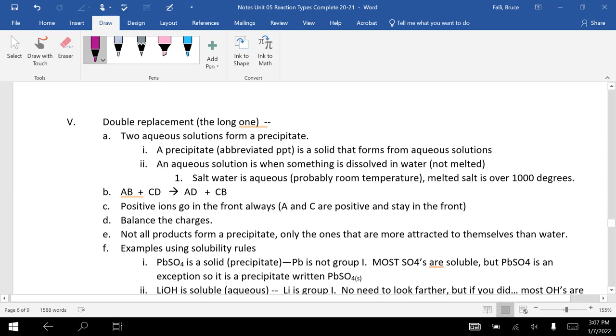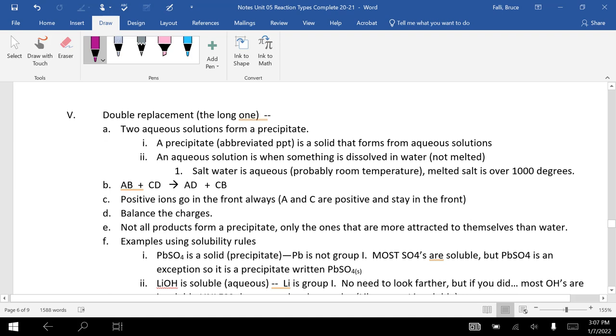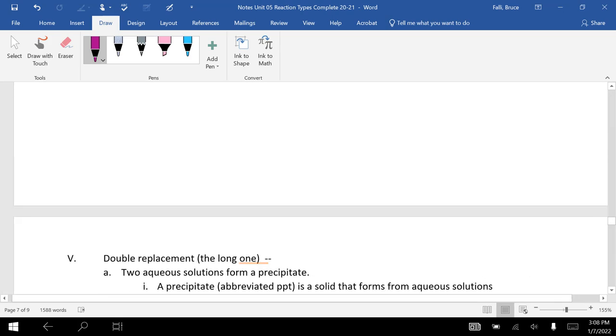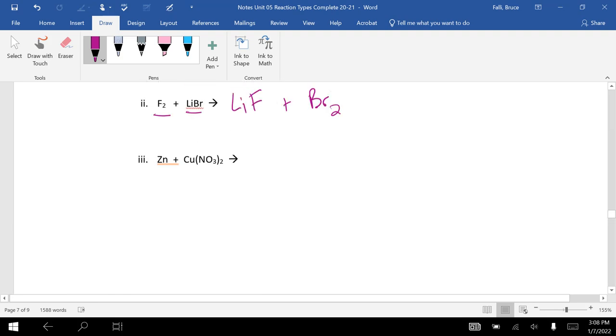Double replacement. Two aqueous solutions form a precipitate. A precipitate is abbreviated PPT, and it's a solid that forms from aqueous solutions. Hey, you know what? I'm gonna save you all something. I'm gonna write this one down real quick.